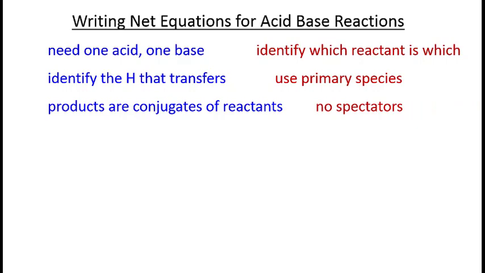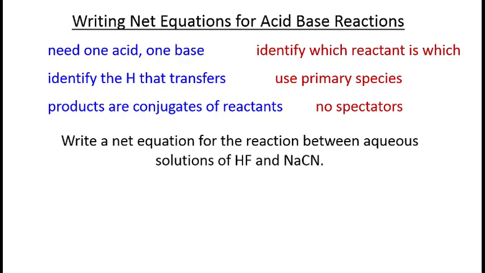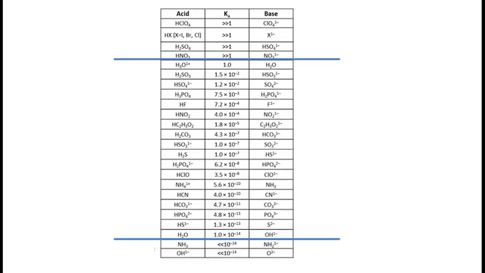Let's try some examples. First, write a balanced net equation for the reaction between HF and NaCN. Since HF has a hydrogen and NaCN does not, we should easily see that HF will be the acid. Just to confirm our suspicion, let's consult the acid-base chart. By the way, we will need to consult the acid-base chart to determine if a reaction is extensive, which we'll do in the next video.